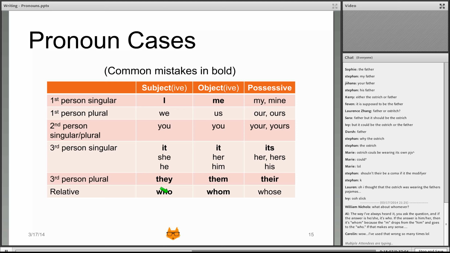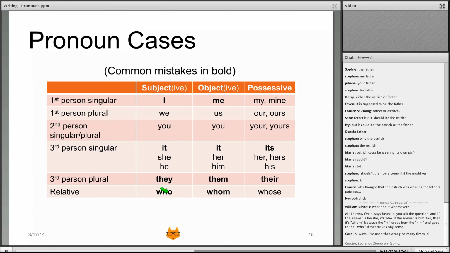So when I want to say who is coming to dinner, I would ask myself, would I rather say he is coming to dinner or him is coming to dinner? And I'd say, okay, well, he is coming to dinner makes more sense. That must be a subject case. So that must be who is coming to dinner.